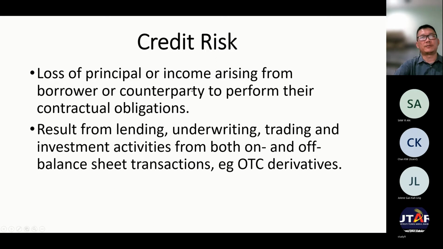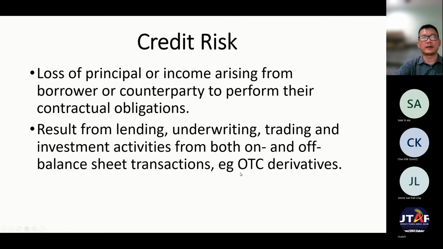But the majority of the credit risk faced by the bank results from lending. And for underwriting, yes, you still have it, but it's not that common. Trading: sometimes if the bank trades, such as a derivative contract with a counterparty, and the counterparty is not going to fulfill their obligations, then they will also face credit risk in trading. And investment activity from both on and off balance sheet transactions, such as the common one, the over-the-counter derivative, which means you, A, and the other counterparty, B, sign a contract for a derivative, but the other counterparty is not going to pay you the profit you are supposed to gain.